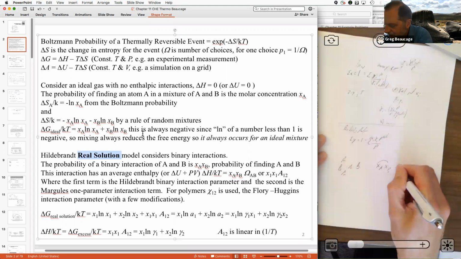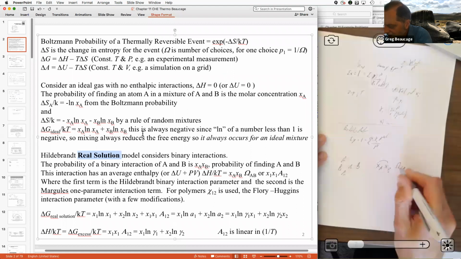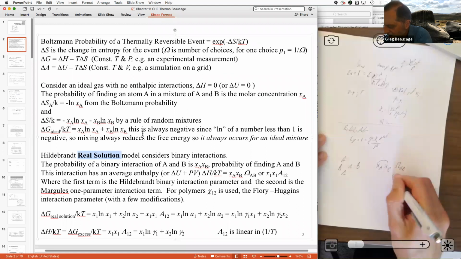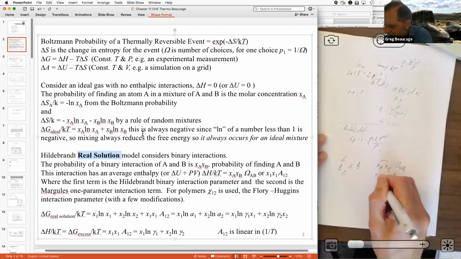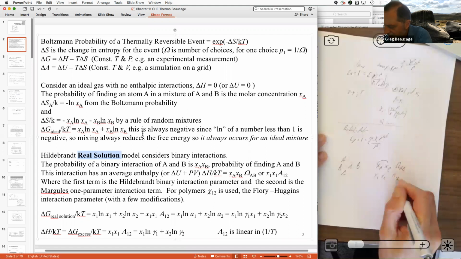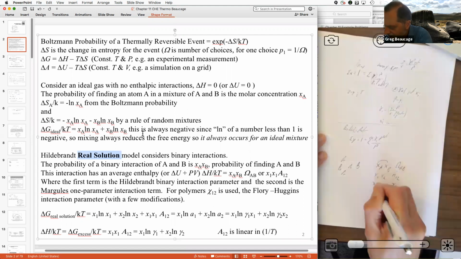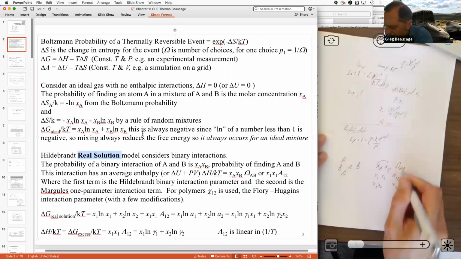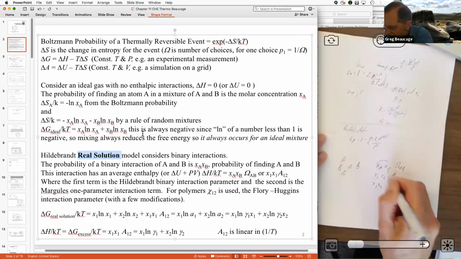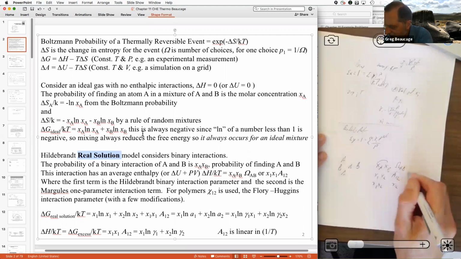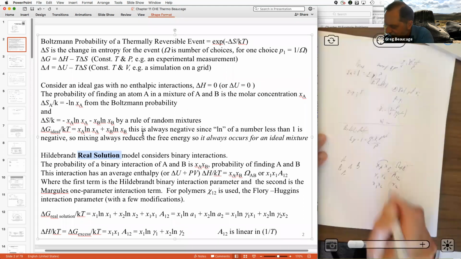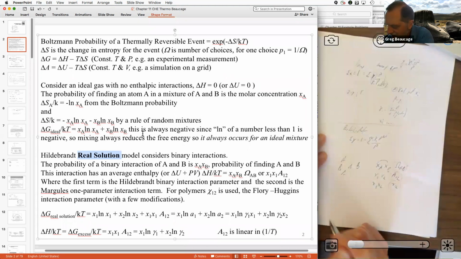and call it omega AB. That would be a Hildebrand interaction parameter, or you can call it A12, which would be the Margules, times X1 X2. And you can also call it the chi parameter for polymers. So this thing has different names because it came from different contexts. And Margules is kind of an engineering term, and the Hildebrand is more like chemical physics, and the chi is for polymers. But the expression is going to be the same.